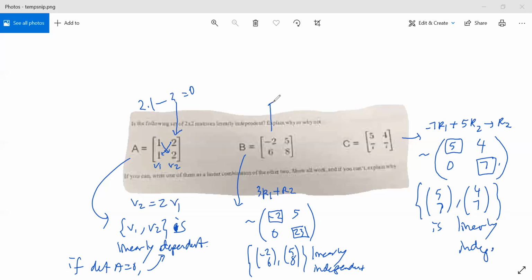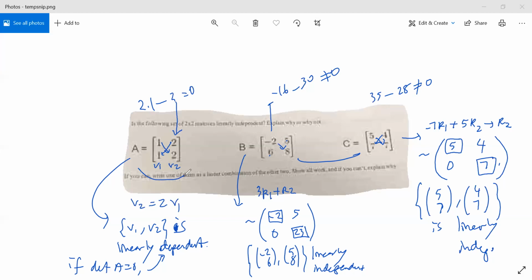And you could also check by determinant. So this times that, negative 16 minus 5 times 6 is 30. So the determinant is not 0. Therefore, it's linearly independent. And do the same thing here. 5 times 7, 35, minus 7 times 4, 28, and that's not equal to 0. So you see, in these two matrices, the determinant is not 0, so it's linearly independent. In this matrix, the determinant is 0, linearly dependent.